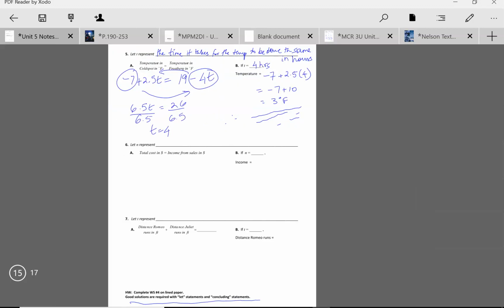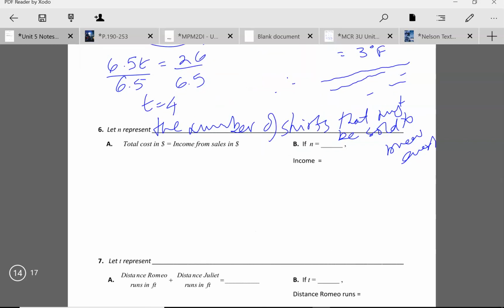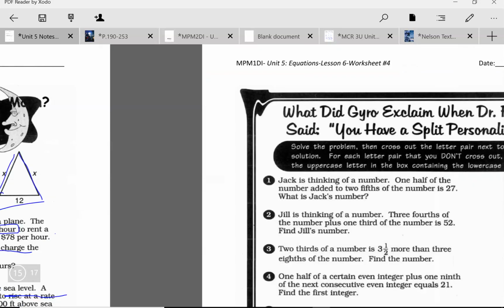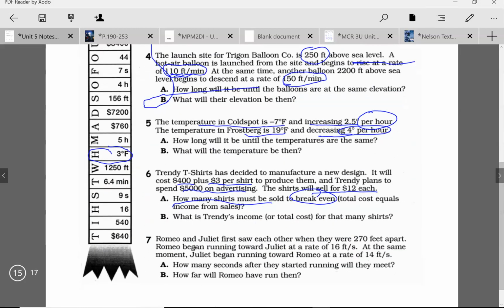So first, how many shirts must be sold? That has to be our variable. Let n represent the number of shirts that must be sold to break even. All right, so that has to be our let statement, and then we're going to calculate our total cost. So what is our total cost here? It's going to be $400 plus $3 per shirt.